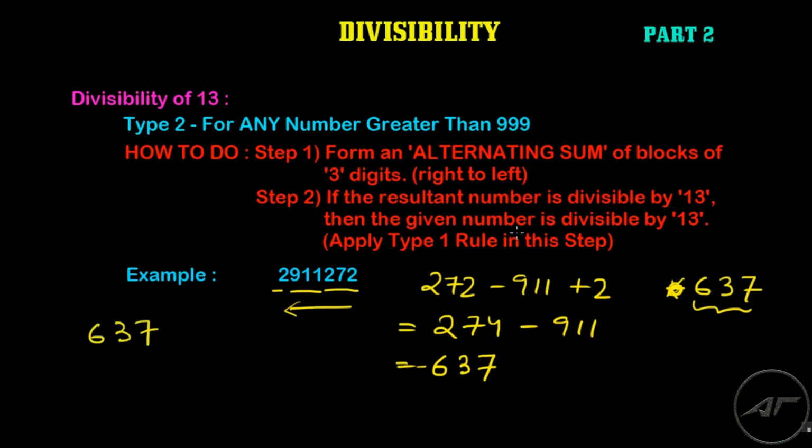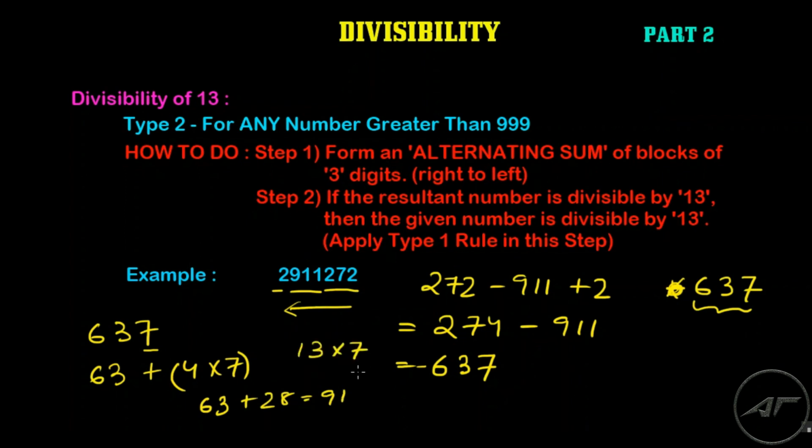Now in step 2, it says that the resultant number should be divisible by 13, and then only the given number is divisible by 13. Now 637, in order to check, we'll apply the type number 1 approach, which is going to be 63 plus 4 into 7. As the type 1 approach says, get 4 times the last digit and add it to the rest of the number, which is going to be 63 plus 28, which is 91. And as I had said, 91 is divisible by 13. It is 13 into 7. Therefore, it is divisible by 13. Hence, the given number is also divisible by 13.